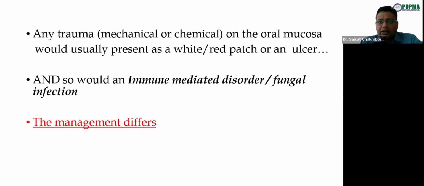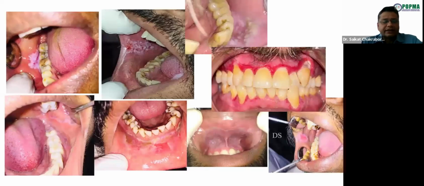Under a diagnostic word, so that we can think of the treatment and management. Whether this particular red patch is an OPMD, or is it a pemphigus, or is it a lichen planus, or is it an inflammatory ulcer? How do we do it? Let's see. These are all the red and white patches we encounter in our daily practice.